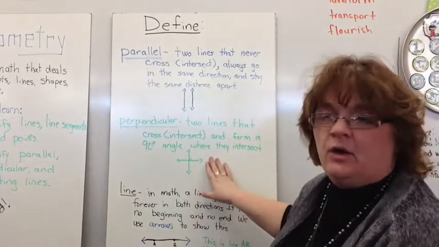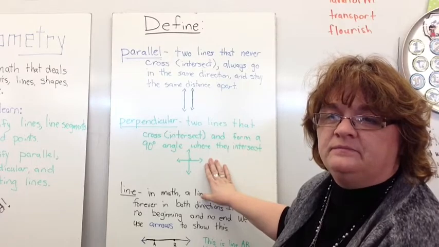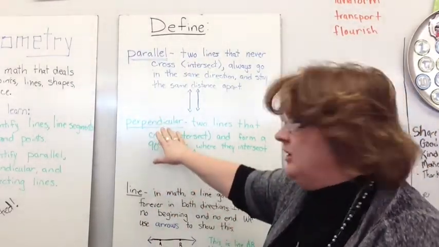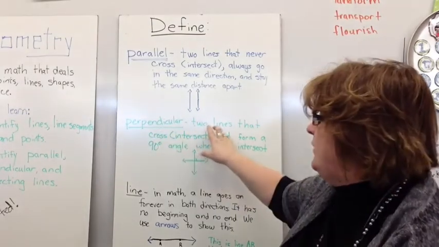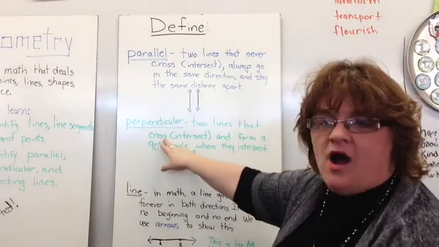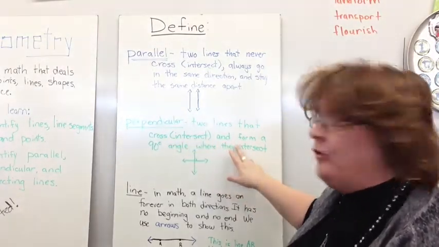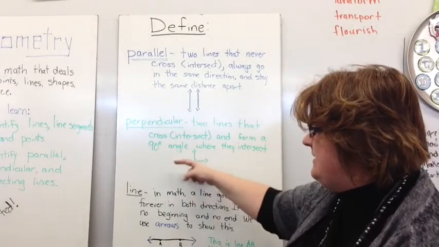Okay. Let's go ahead and pause the video now and write down the green section. Okay. Now that you have this section written down where it says perpendicular, we're going to go over the definition together. Perpendicular are when you have two lines that cross or intersect, and where they cross, they form a 90-degree angle. So it must be this way.